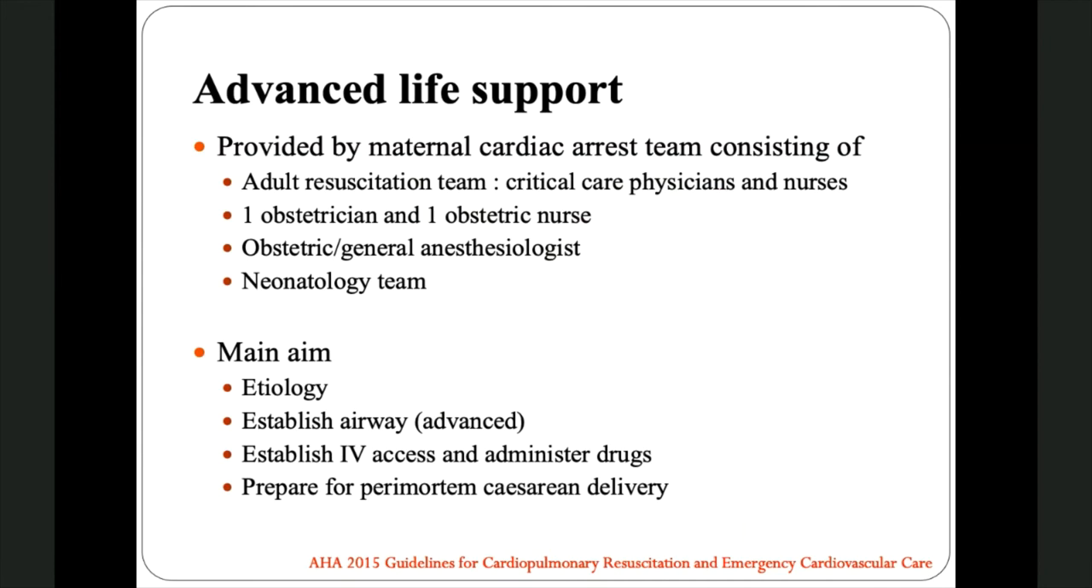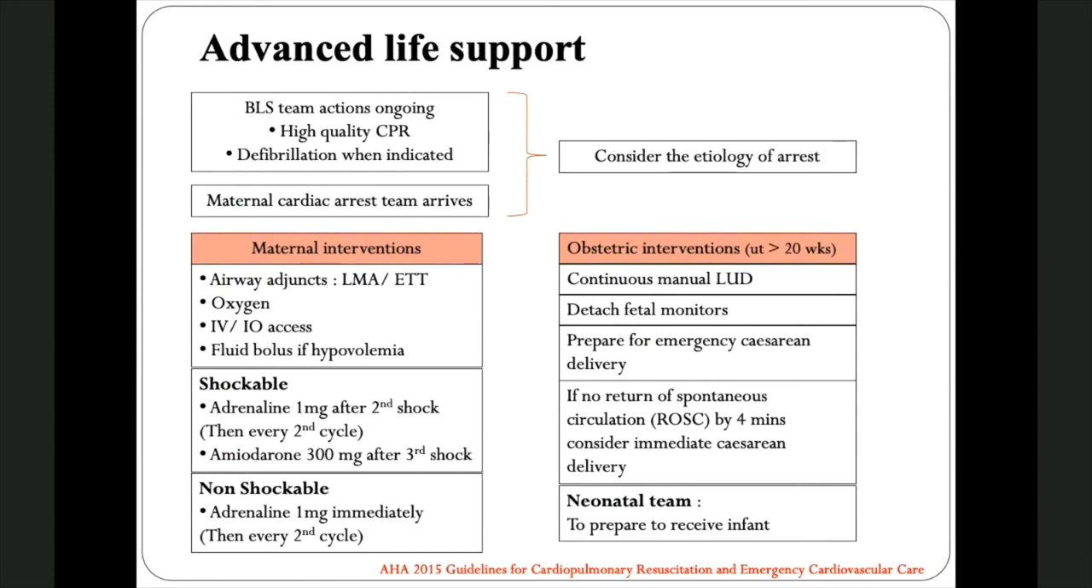Prepare for perimortem cesarean delivery. When do we need to go for perimortem cesarean delivery, we will discuss. Maternal interventions require LMA placement, endotracheal tube placement, oxygen delivery, IV access or intraosseous access, and fluid bolus if hypovolemia is there. If it is a shockable condition, then adrenaline or amiodarone should be started. If it is non-shockable, then only adrenaline should be given. And obstetric interventions: continuous manual left uterine displacement, detach fetal monitors, prepare for emergency cesarean delivery.